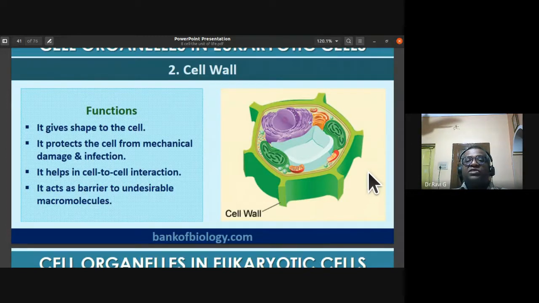So the functions of the cell wall are: it gives a definite shape to the cell. It protects the cell from mechanical damage and infection. It helps in cell to cell interaction by the plasmodesmatal connection. It acts as a barrier for undesirable large molecules to enter inside, that is, undesirable macromolecules.